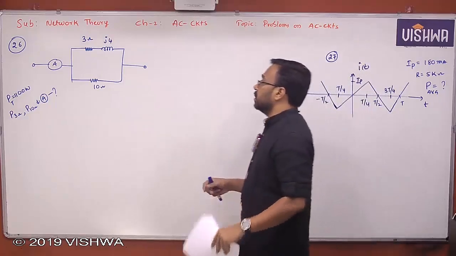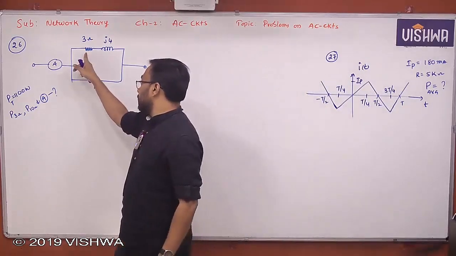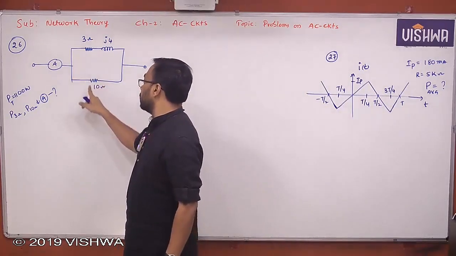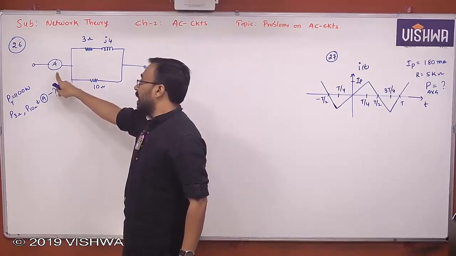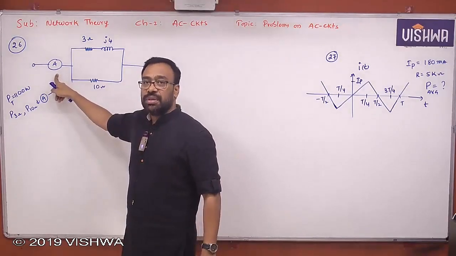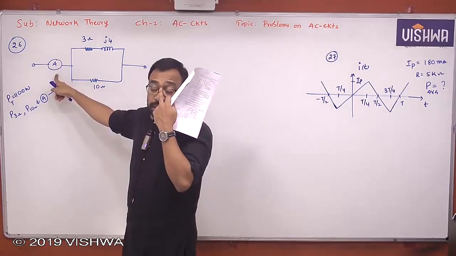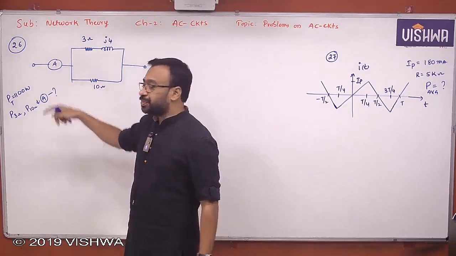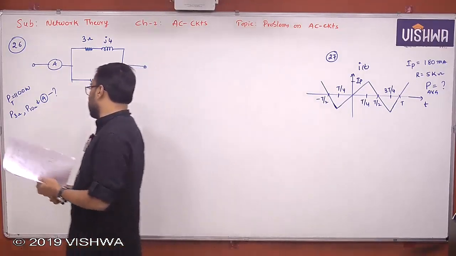Okay? So find the power of each resistor. That means he's asking what is the power of the 3 ohm, what is the power of the 10 ohm, and he's also asking what is the ammeter reading. Ammeter reading is always the RMS magnitude, yes or no? Because meters read only RMS magnitudes. Now let's try to find all these things here.